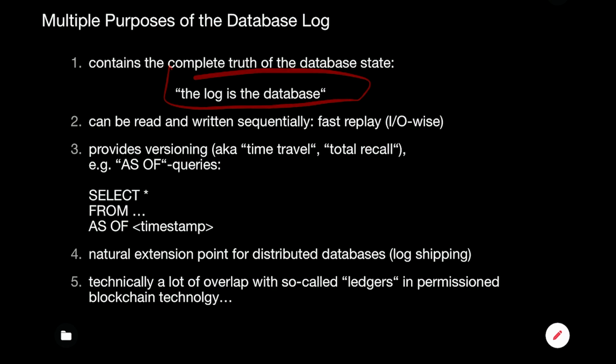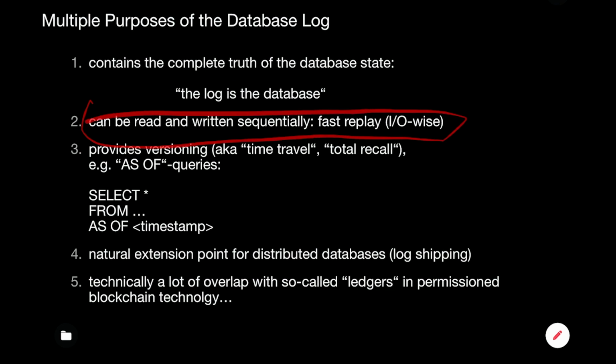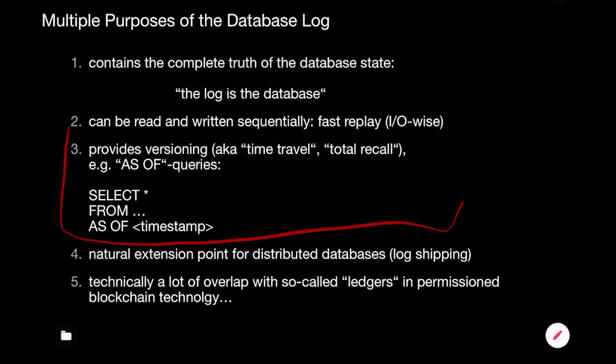Yeah, this log can be read and written sequentially. So that typically leads in installations to the idea that the log uses a special very fast hard disk or very fast SSD. Fast with respect to sequential operations, because for certain operations you have to read large portions of the log. You get versioning for free from the log.